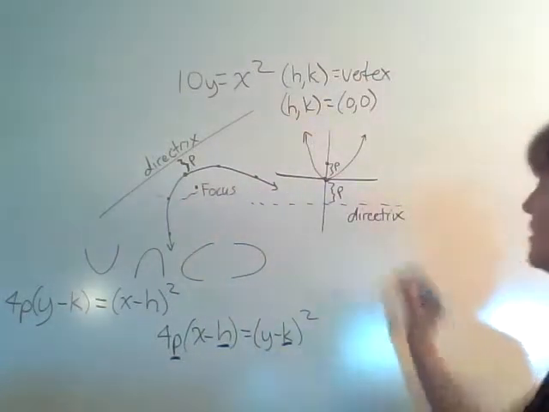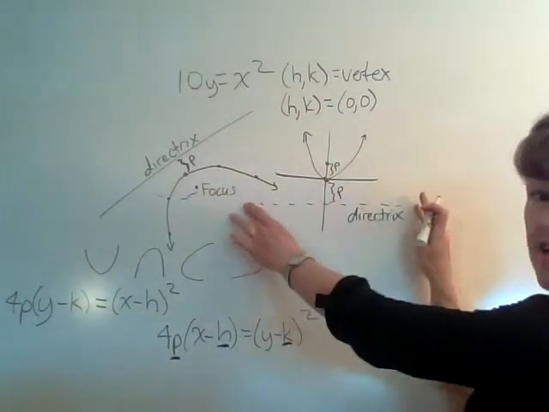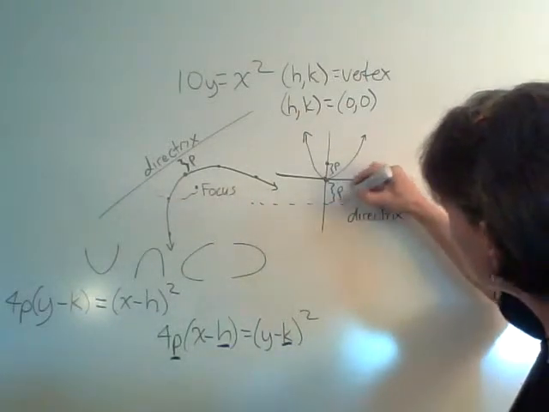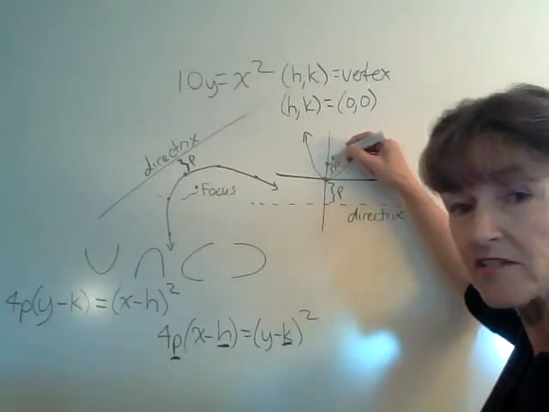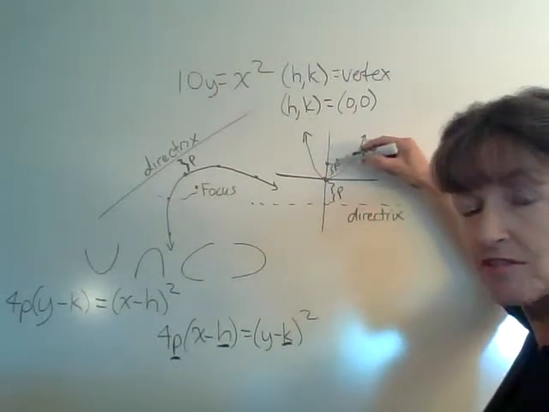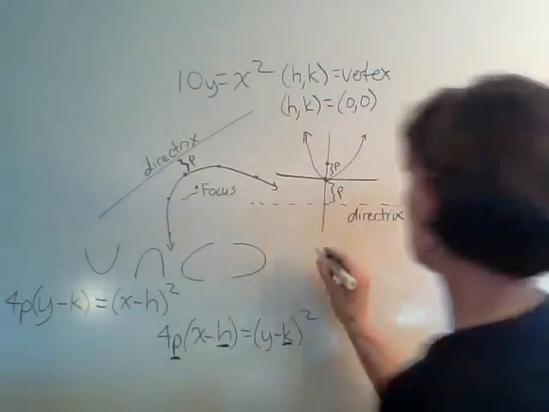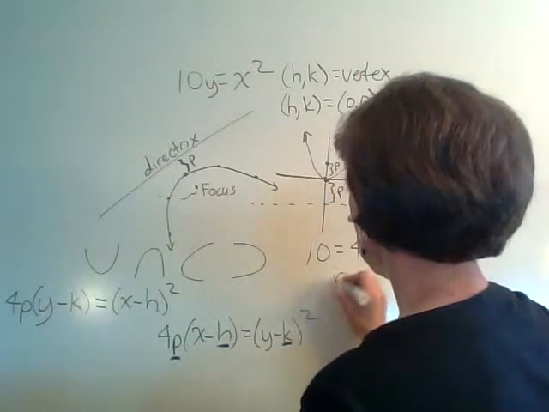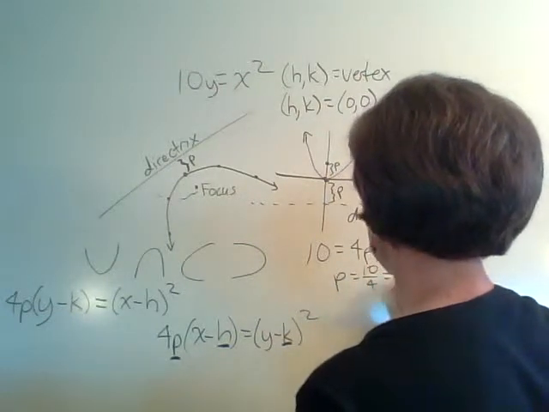So my directrix is going to be a line equation, and in this case it's going to be for a horizontal line, and it's going to be p units away from the vertex. Meanwhile, the focus is going to be a point, and it's going to be p units inside the parabola from the vertex. Since 10 is equal to 4p, then p is equal to 10 over 4 or 5 halves.